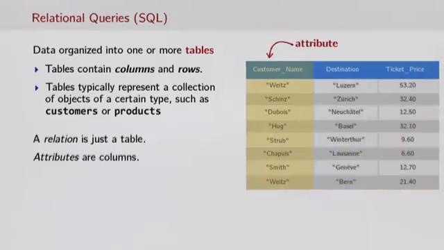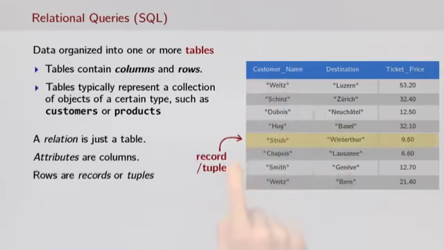Other words that you might hear used, a relation is just a table, and attributes are columns. So this customer name here is an attribute. So this is just a column. Rows are also called either records or tuples. So this row here represents a record or a tuple. This record represents, for example, a ticket purchase. This is the last name of the customer, the destination of the customer, and the price that the customer paid for their ticket. This is one record in our data set representing that purchase.